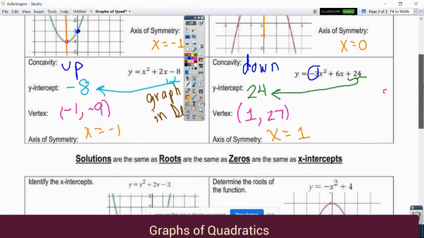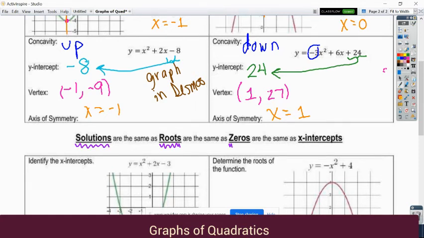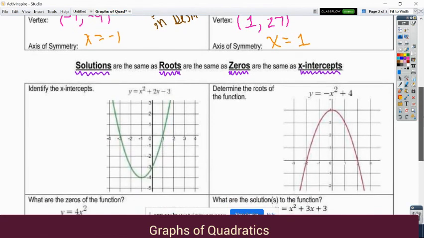All right, the next thing that we want to focus on is that we have a lot of vocabulary to talk about with quadratics, and it's a lot of words that all mean the same thing. We can ask you to find solutions, or roots, or zeros, or x-intercepts. And every last one of those is just talking about where the x-intercept happens on the graph. So don't read into it too much. Just know that all of these bold words are synonyms for each other when we're talking about quadratics.